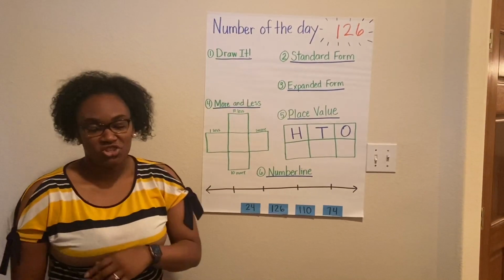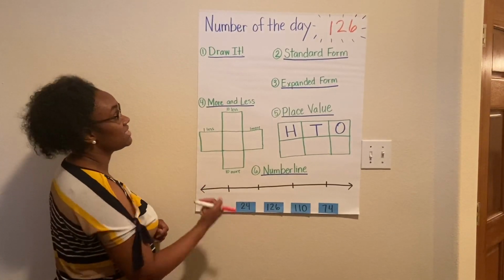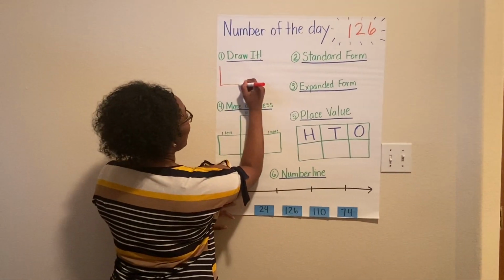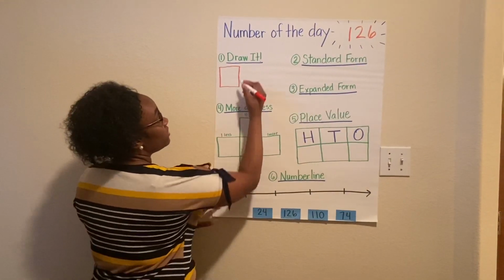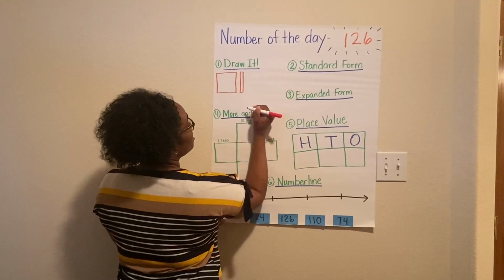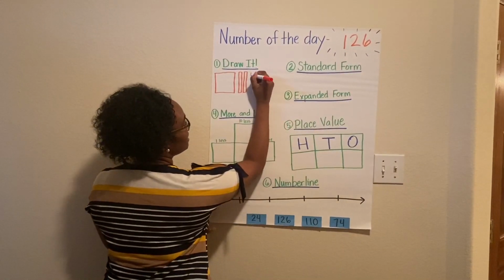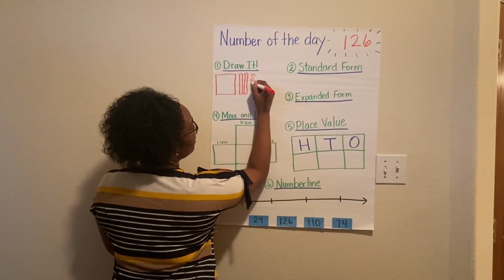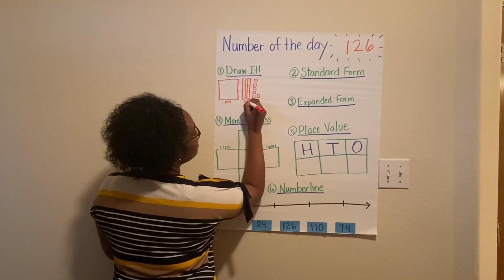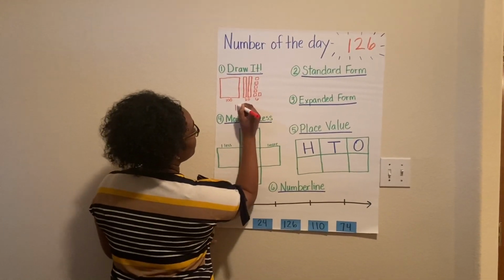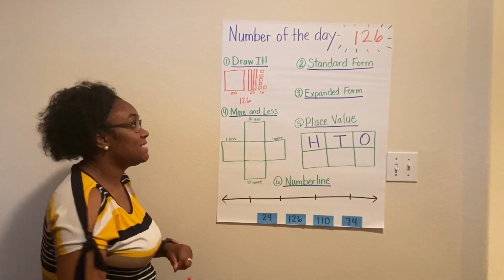For our first step, we're gonna draw it out. And when we draw it out, we use base 10 blocks to draw a large number, such as 126. So they'll start off with a flat, which is worth 100. Then we have 20, so we'll use two rods. So 100, 110, 120, and then we have 6 ones, so 6 unit blocks. It's 1, 2, 3, 4, 5, 6. So we have 100, 20, and 6. So 126 drawn out.